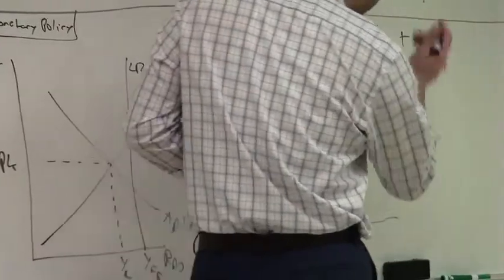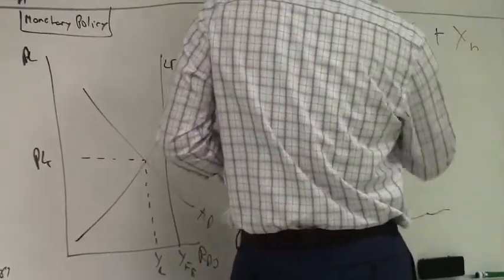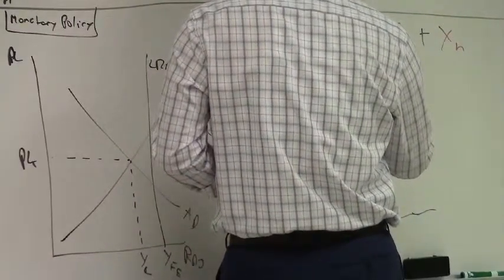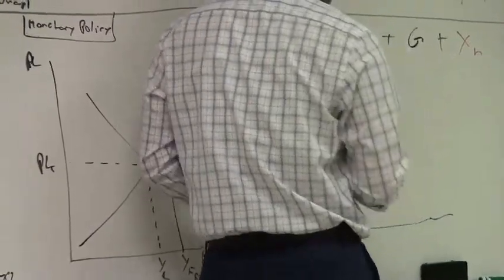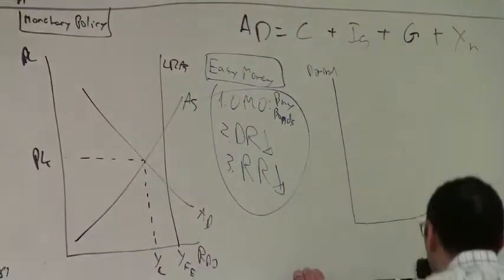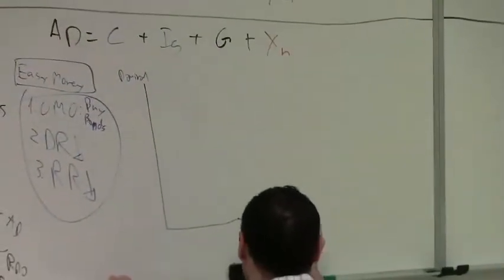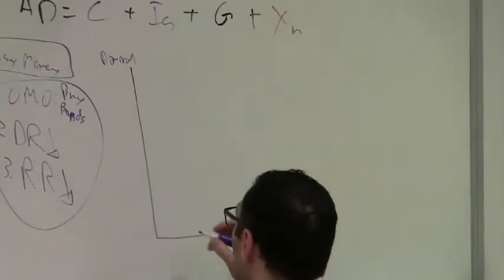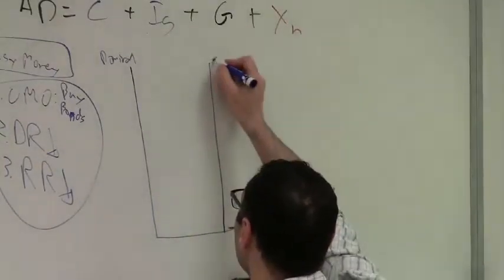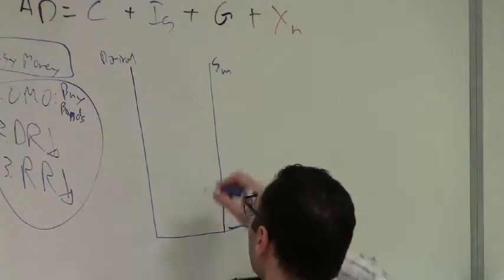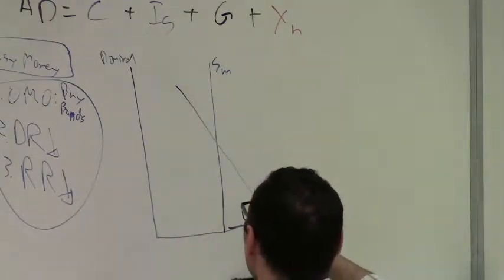We've got nominal interest rate on the vertical axis. We've got quantity of money on the horizontal axis, which is the same as the M2 measure of money. We've got supply of money, that is vertical. We've got demand for money.